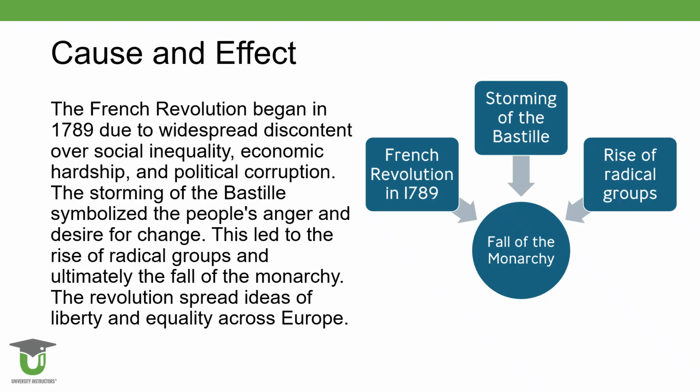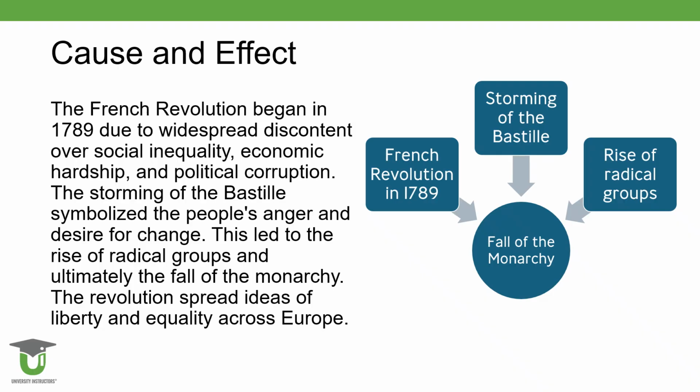The French Revolution started in 1789 due to widespread discontent over social inequity, economic hardship, and political corruption. The storming of the Bastille symbolized the people's anger and desire for change. This led to the rise of radical groups and ultimately the fall of the monarchy. The revolution spread ideas of liberty and equality across Europe.